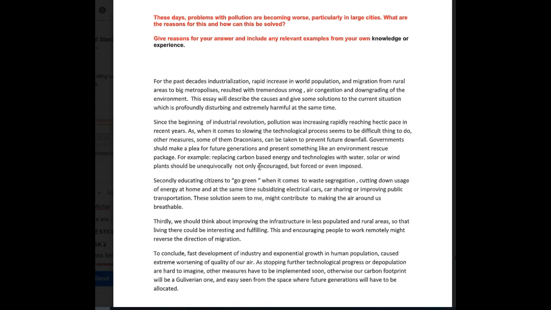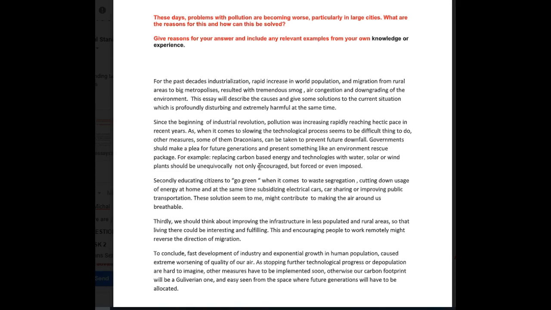Thirdly, we should think about improving the infrastructure in less populated and rural areas so that living there could be interesting and fulfilling. This and encouraging people to work remotely might reverse the direction of migration. How? Why? Explain it to me. How would this help? Okay?